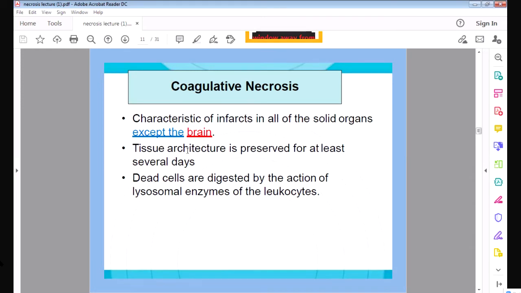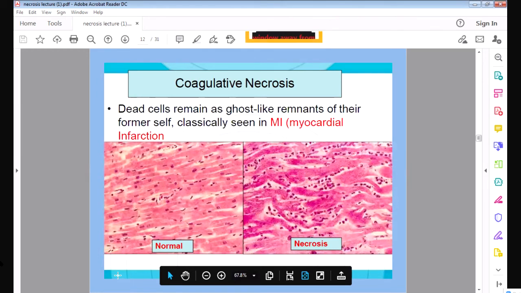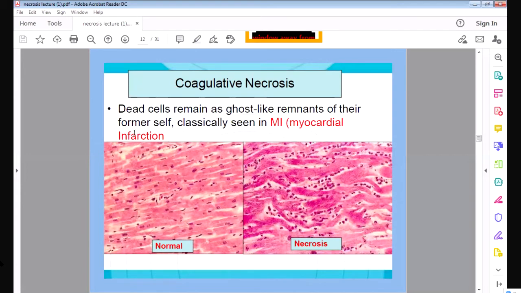The tissue architecture of the organ is preserved, but the dead cells are there in the organ, and the dead cells are digested by the lysosomal enzymes of the inflammatory cells, that is the leukocytes. Coagulative necrosis is common in the heart. Whenever the patient gets a heart attack, that is called a myocardial infarction. Heart muscle is called myocardium, and infarction is necrosis. Whenever the blood supply to the cell becomes less, it undergoes necrosis. That is called infarction.